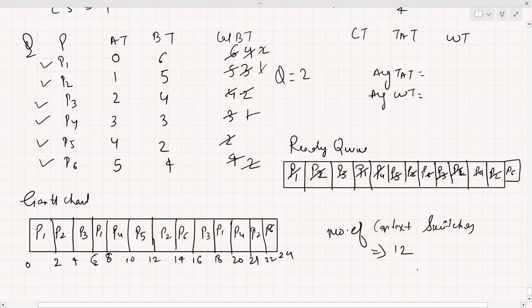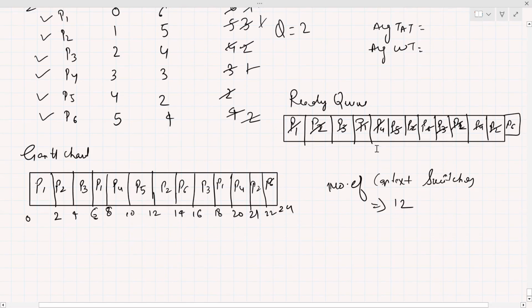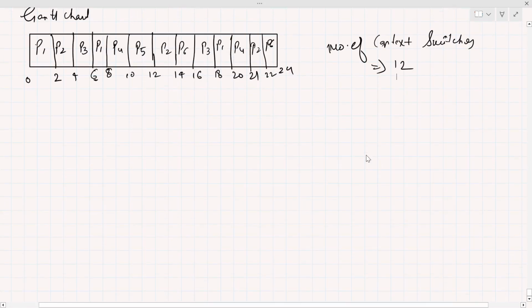Okay, so this is how you have to solve this question. On average, this is how the question appears in a GATE exam. Now if you want to solve one more question, you can do that as well.